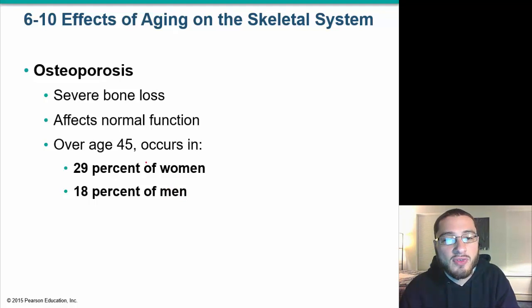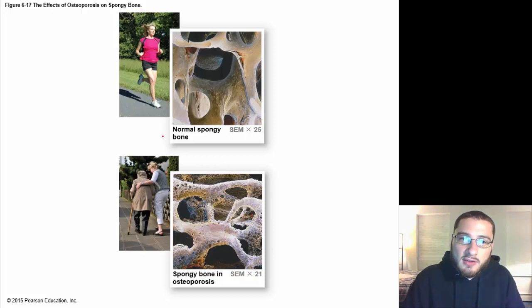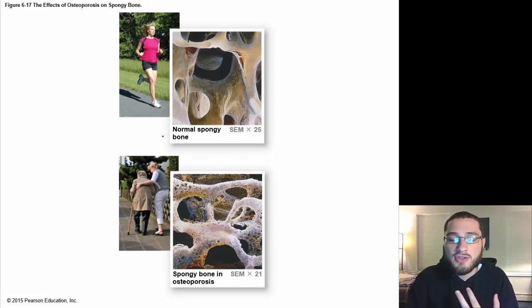Osteoporosis happens over the age of 45, typically in women, and it affects normal function of the bone, with severe bone loss. This just shows you the difference between normal spongy bone and the spongy bone of people with osteoporosis. So a lot of information to take in. Remember, bone is very vascular, cartilage is avascular, and we have our osteocytes, our osteoblasts, and our osteoclasts, and this is all being maintained by our nutrition as well as our hormones. So keep these things in mind as we move forward to the axial skeleton and then the appendicular skeleton.